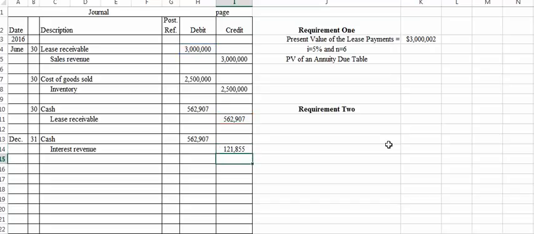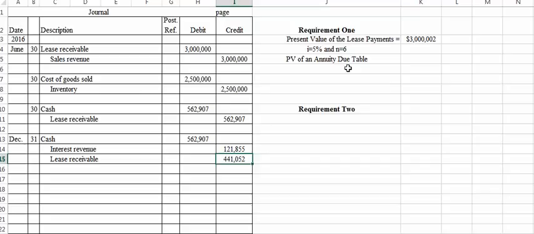Again, you've seen that number, $121,855, and then the credit to lease receivable is made for the difference in the two. That'll be the reduction in the lease receivable account, getting on the credit side this time. There we go, $441,052. Now, number one, wanted to know the present value of the lease payments.